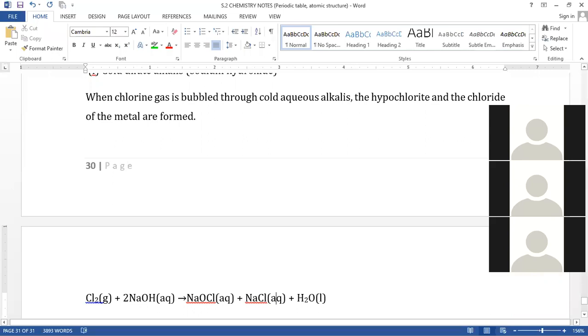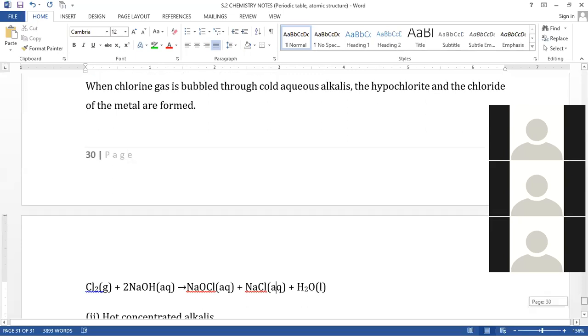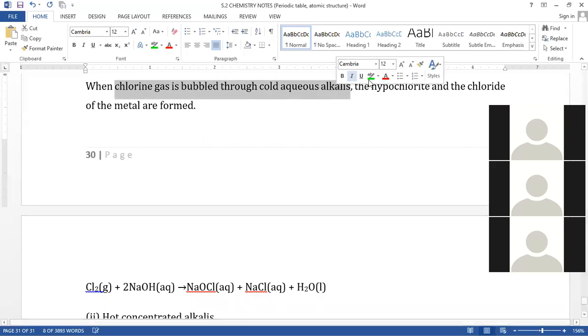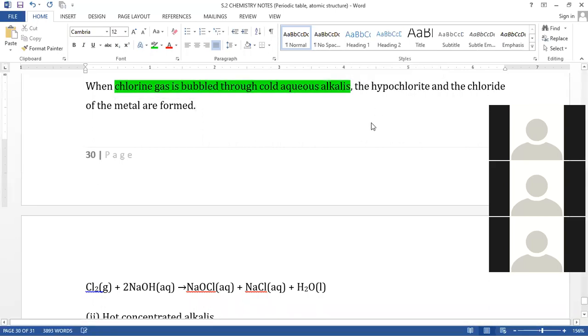Okay, so when chlorine is bubbled through a solution of sodium hydroxide, we expect to get two compounds here, or two salts like we said before. The salts that we get are sodium chloride and also sodium hypochlorite.